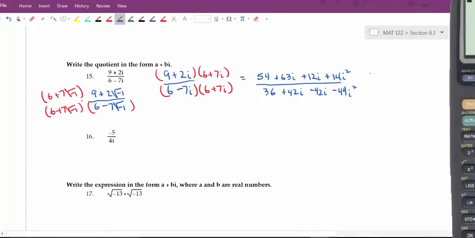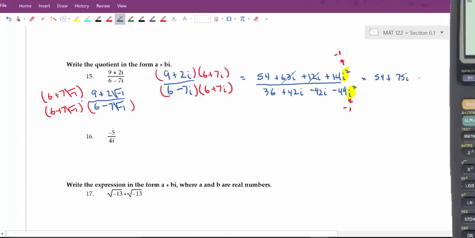So what we're going to do is collect some like terms. And again, anytime you see this i squared pop up, those things are going to get replaced with negative 1s. Okay, so when we put this together in the numerator, we're going to have 54. Okay, those are like terms. So 63 and 12 is what? 75i.